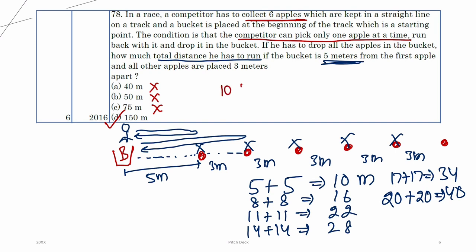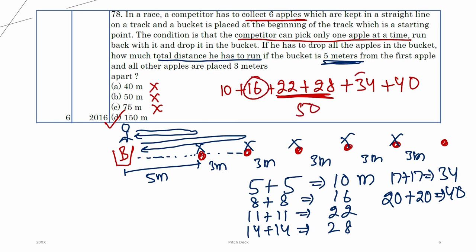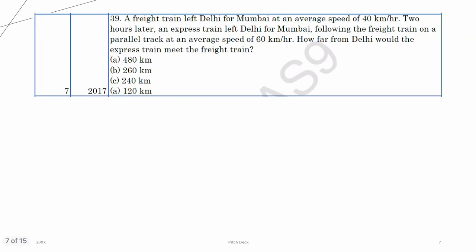Let's see. 10 plus 16 plus 22 plus 28 plus 34 plus 40. Right? So this is 50. 22 plus 28 is 50. 16 plus 34 is again 50. And 40 plus 10 is again 50. So the answer is 150 meters, the total distance the person has to run to and fro from the apple. This question is done. Let's move on to the next question.